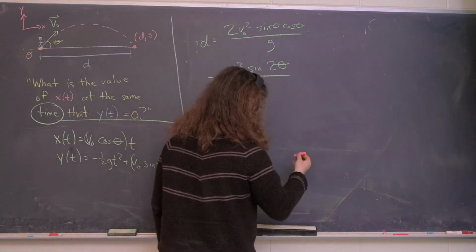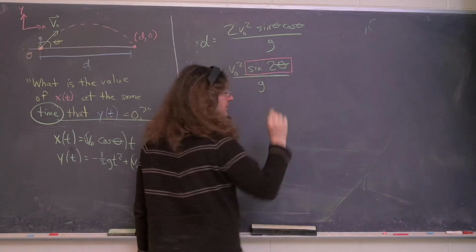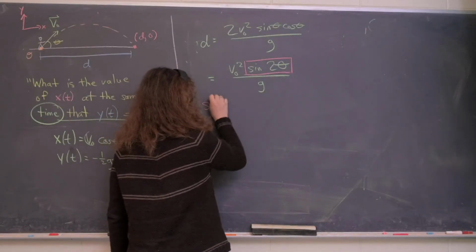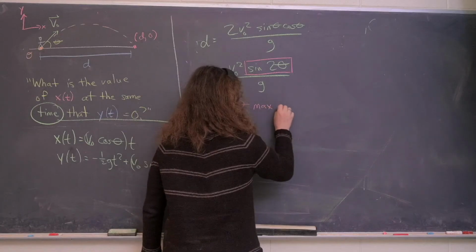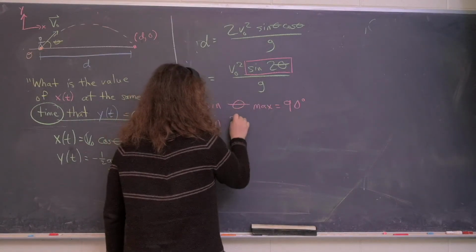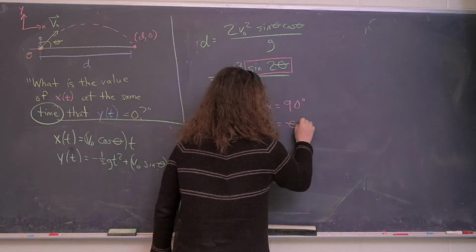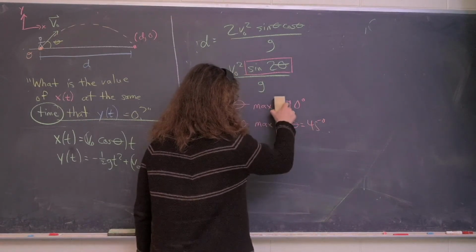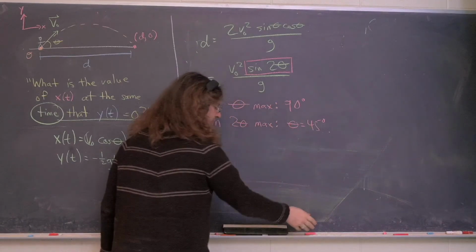And then you say, but I know that sine has a maximum at 90 degrees. So sine max is 90 degrees. So sine 2 theta max is theta equals 45 degrees. And that's all. That was the quiz.